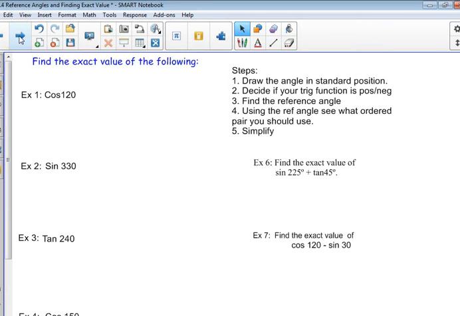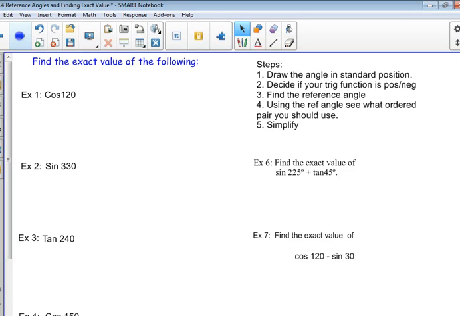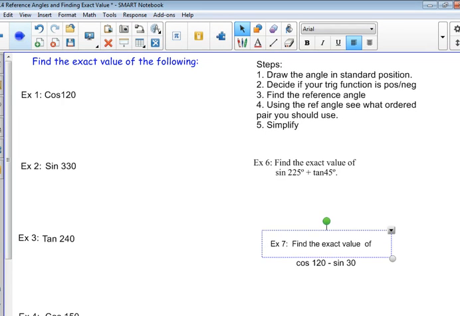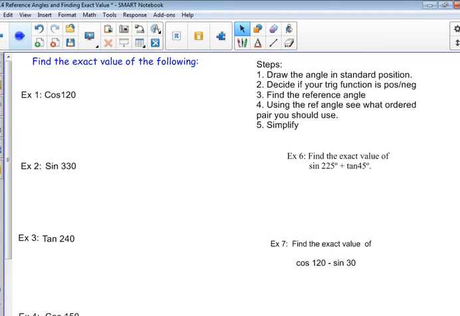The reason we need a reference angle is so we can find an exact value of bigger degrees, and that way we don't have to memorize the entire unit circle. I wrote some steps for you. When we're trying to find exact values of angles that are bigger than 30, 45, or 60, we have to use our reference angle and figure it out using our ordered pairs.